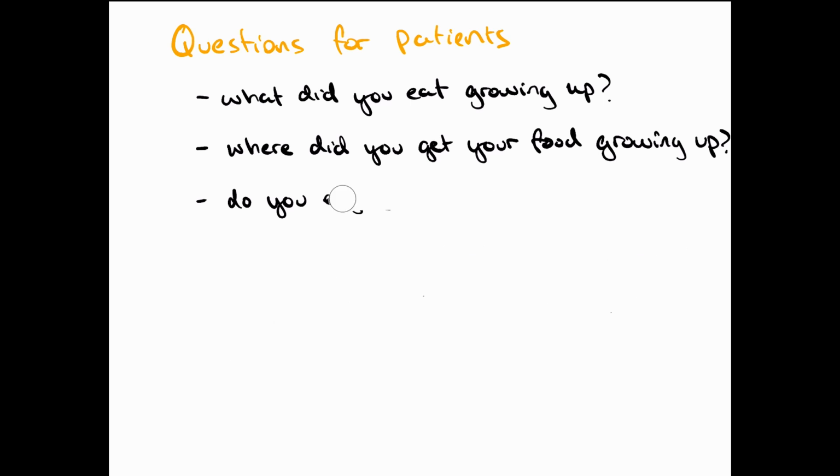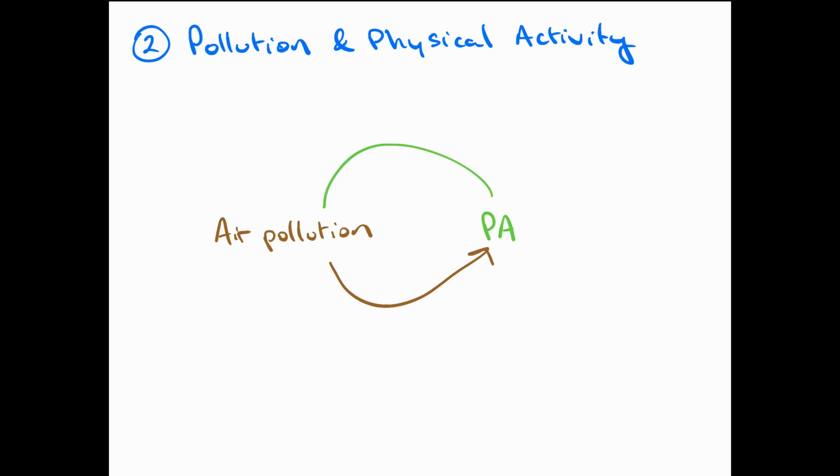Now, the second major topic we're going to be covering is pollution and physical activity. And there's a lot of interplay between air pollution and physical activity. It really is a two-way street. On one side, there is a huge risk-benefit trade-off in exercising in polluted air, which we'll discuss later. And we should also keep in mind the air pollution concentrations in locations of physical activity.